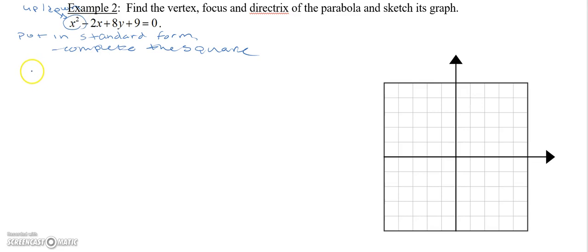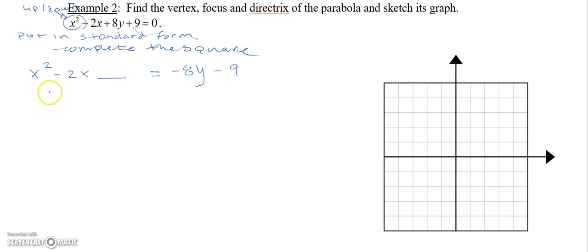Okay, so to put it in standard form, we're going to keep all of our x's grouped together. I'm going to leave some space, and I'm going to put my y's on the other side and my constant on the other side. So I'm going to subtract 8x to the other side, and I'm going to subtract 9 to the other side. I should say 8y. Okay, so when you're completing the square, you take the variable that's squared and put it on the left and everything else on the right.